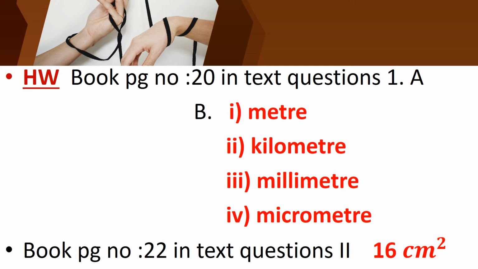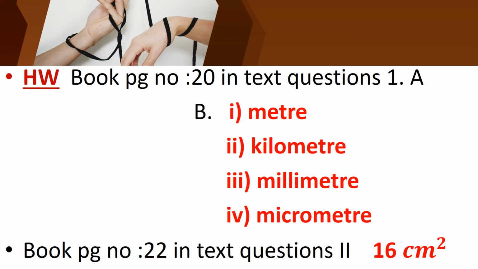Length of a twisted wire. Already we have learnt, children, the indirect method. By using that you should do it. Length of a dining table. You can use a scale or a measuring tape. So alphabet A is the homework for you, in page number 20, in-text questions 1. There are 4 questions. Length of a pen equals dash centimeter. You should fill it in your book.